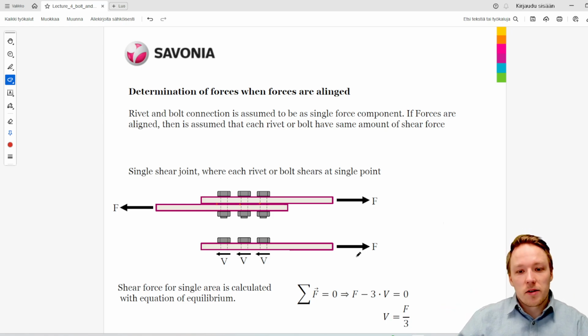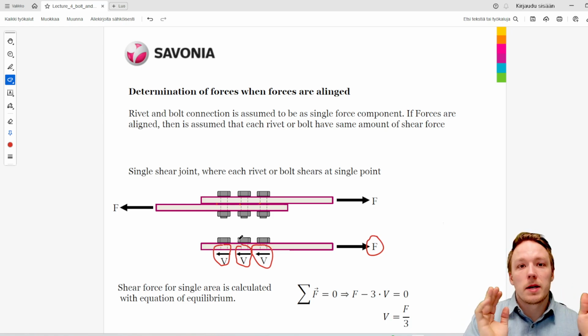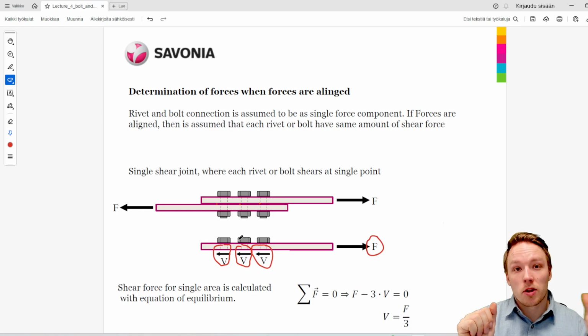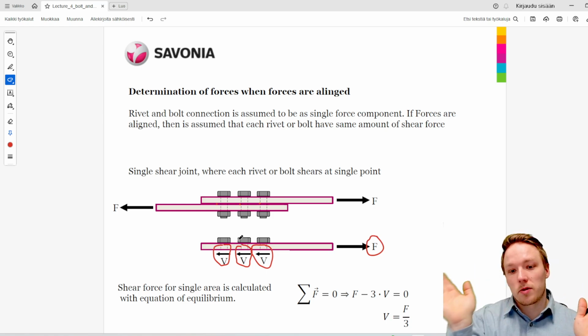So the free body diagram in this case for the shear force would be one force to the right hand side here, and then each of these bolts will have a shearing surface here, so each of these bolts has a shear force. Within this course we assume that the load is equally divided between the shearing surfaces. So for example, in this case we have three bolts, so we have three shear forces, and therefore each of the shear forces is 1/3 of the force that is pointing to the right.